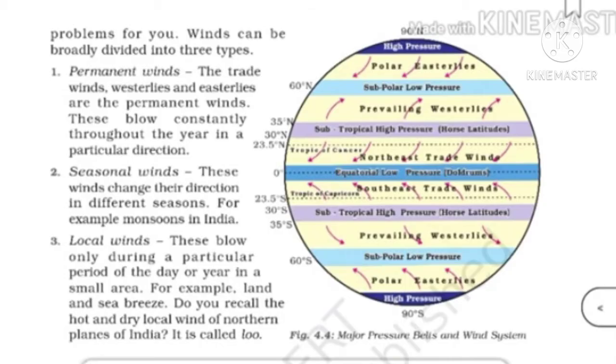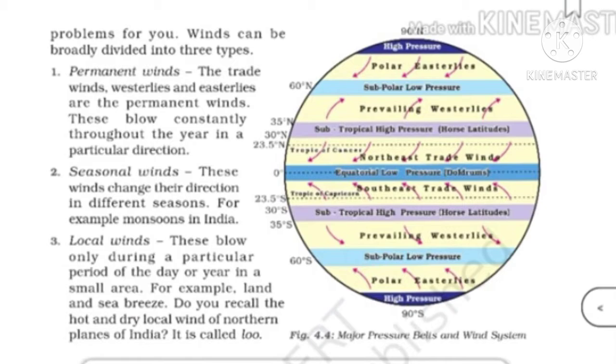Second one, seasonal winds. These winds change their direction in different seasons. For example, monsoon in India. One of the best examples is known as monsoon in India.